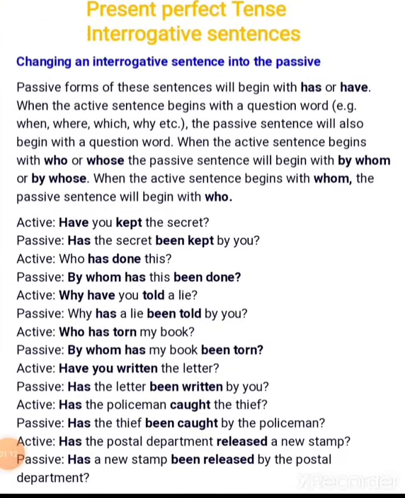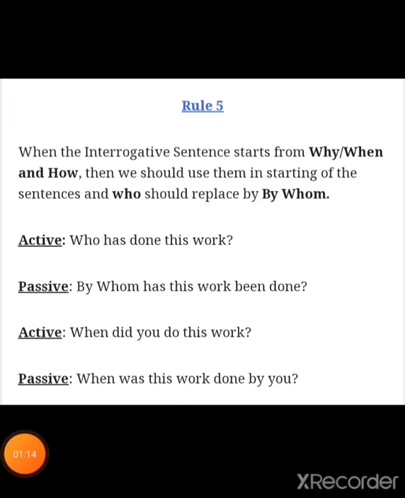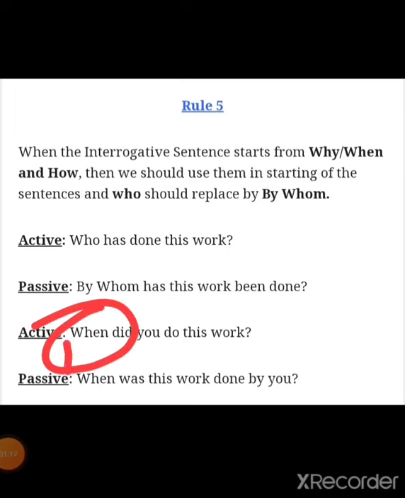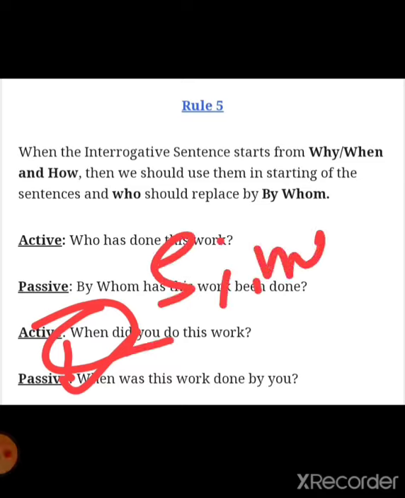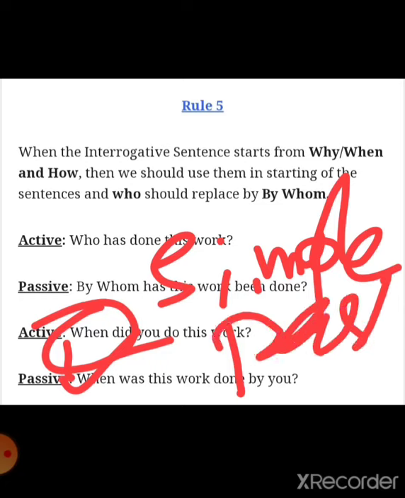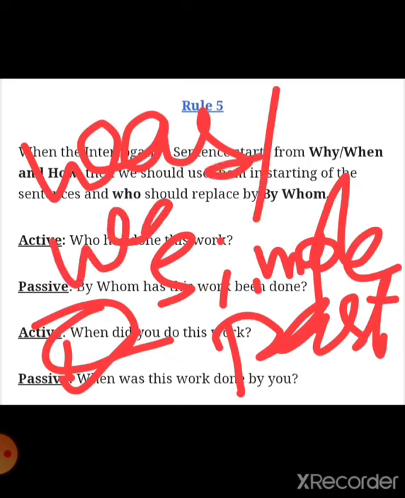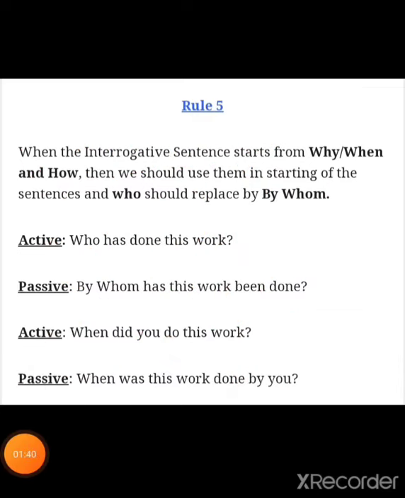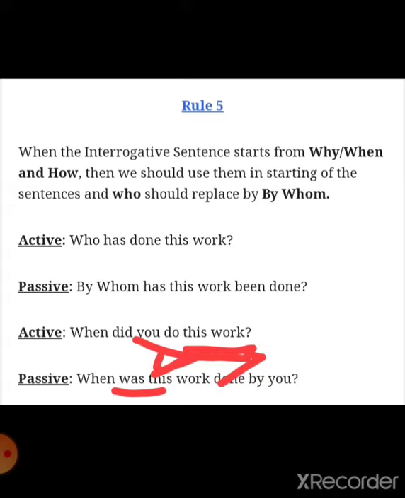Okay. Next, when. If the word when is there, then you have to write only when. When did you do this work? Did. That means it is written in simple past tense. In simple past, what will you write? Was or were. Remember, I told you that you have to start the sentence with was or were. So that is why here it starts with was. When was this work done by you?